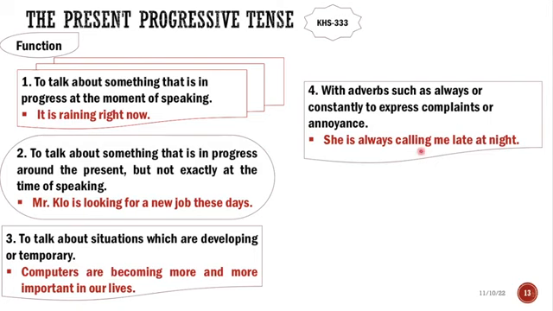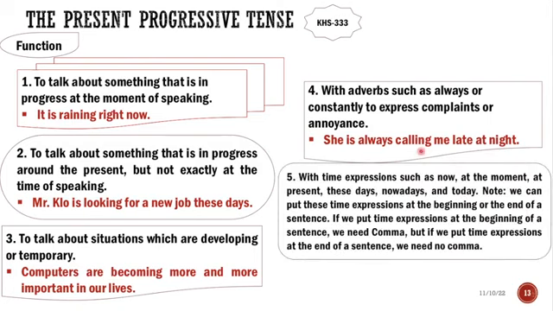Understand it, everyone? Finally, the present progressive is used with time expressions, like now, at the moment, at present, these days, nowadays, and today. Related to time expressions, we can use two ways.